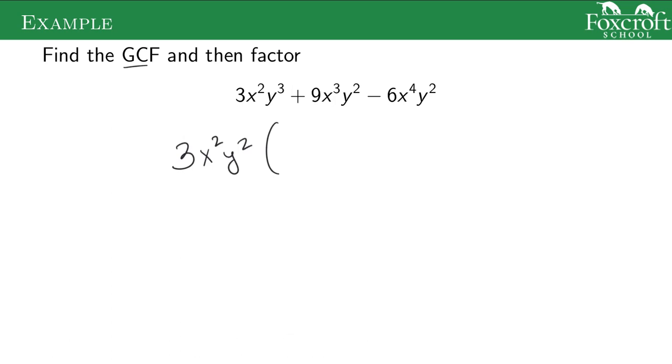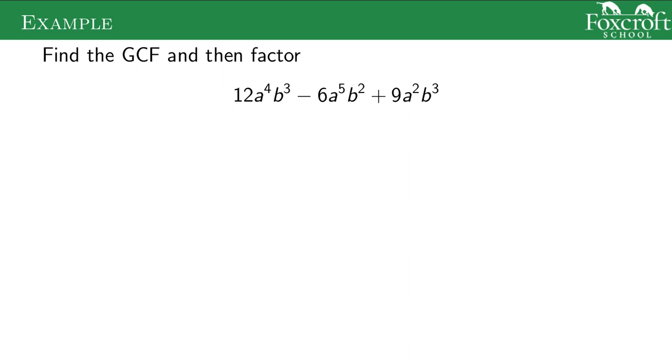And what's left over? Well, in the first term, the 3 is gone, the x squared's gone, and 2 of the y's are gone, so there's a single y left. In the second term, 9 divided by 3 is 3. I get rid of 2 of the x's, but there's 3, so there's 1 x left over. And I've gotten rid of all the y's. The last term, 6 divided by 3 is 2. X to the fourth, I divided by x squared, so there's still 2 copies of x left. And I've gotten rid of the y squared, so that's my final answer.